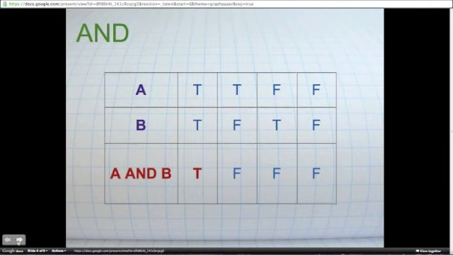So, we have two conditions listed, A and B. A in the top row, B in the middle row. There are four different combinations of truth here. A may be true at the same time that B is true. Or A may be true and B false. Or A false and B true, or perhaps they're both false. But the compound condition is true if and only if both A and B are true.